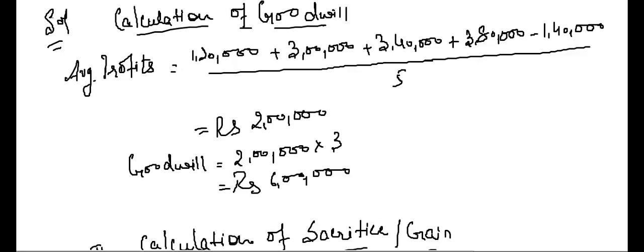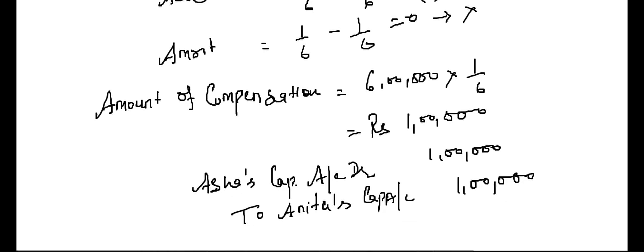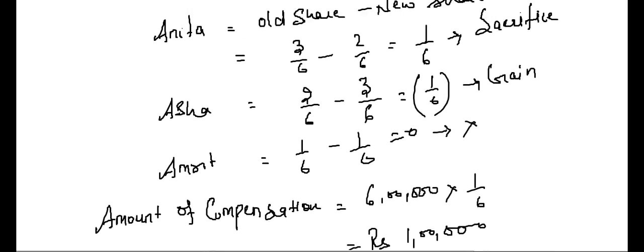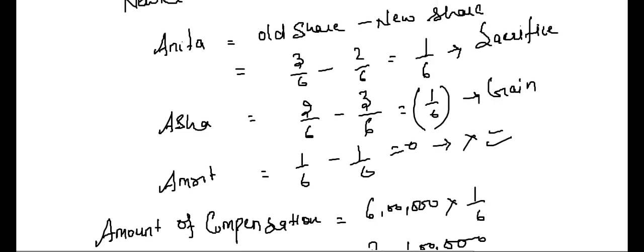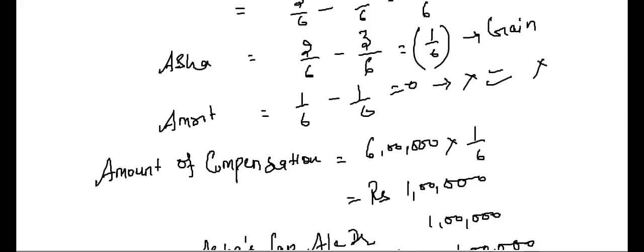So this is how it works. First of all, we'll calculate goodwill, then the calculation of sacrifice or gain, and then the amount of compensation and the journal entry. The gaining partner will pay to the sacrificing partner. If there is no sacrifice by one partner, he or she will not get anything. In this case, there is no sacrifice by Amrit. So the compensation will only be payable to the sacrificing partner, that is Anita and not Amrit. Clear?